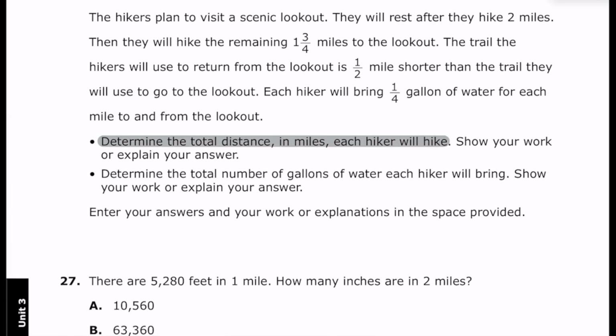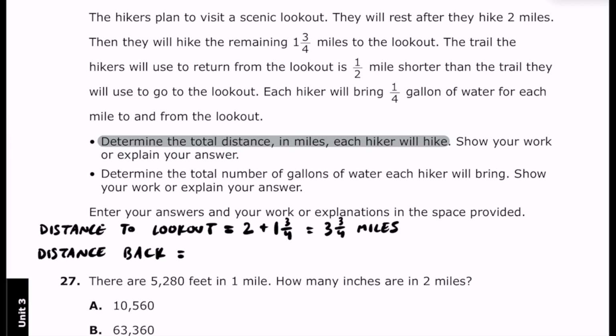So let's find the total distance that each hiker will hike first. Let's start by going to the lookout. The distance to the lookout, they said it's going to be 2 miles first. Then they said they were going to rest. And then it's going to be 1 3/4 the rest of the way to get to the lookout. So if you add these two together, this is going to be 3 3/4. This is going to be the total miles to the lookout from the beginning to the end.